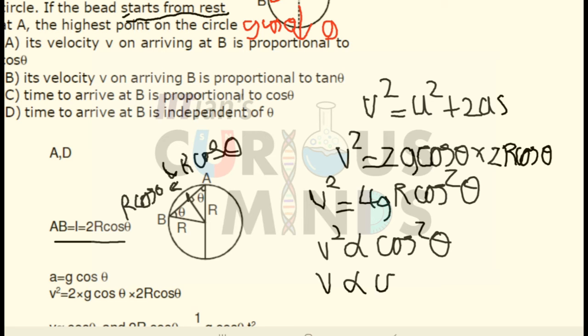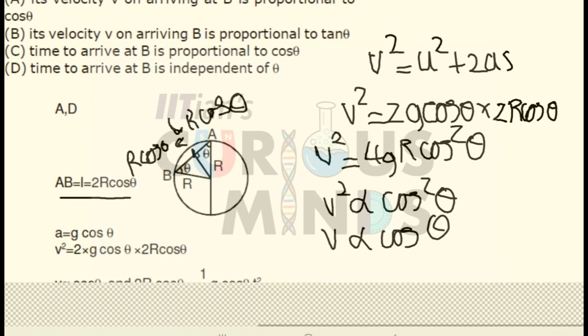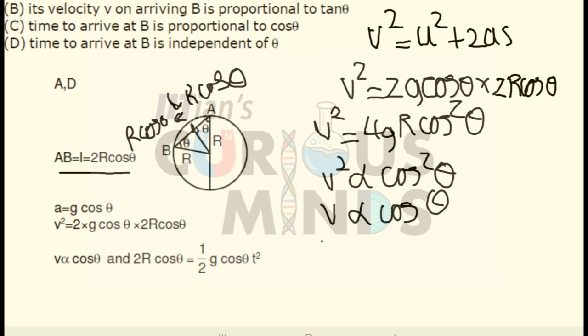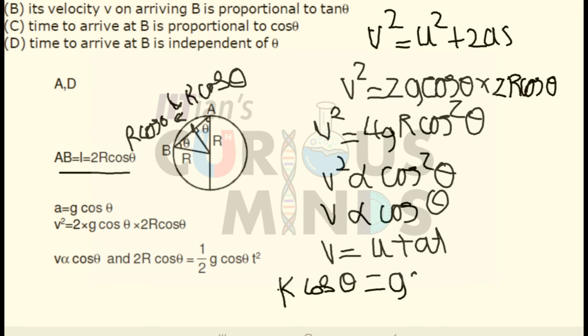Let us see for the time period. v is equal to u plus at. The initial velocity is 0, and v is directly proportional to cos theta. I will take v as k cos theta, removing the proportionality. So k cos theta is equal to the initial velocity 0 plus the acceleration g cos theta into time. So time will be equal to k divided by g.